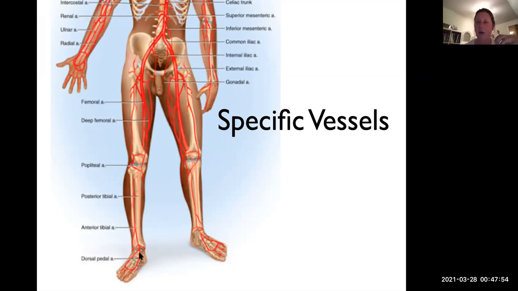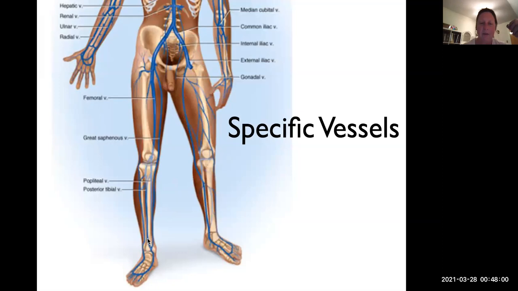So blood that makes it all the way down to the feet, then returns to the heart through the tibial veins, popliteal veins, femoral veins, iliac veins, and then we're in the inferior vena cava. Okay, so those are the vessels you need to know.